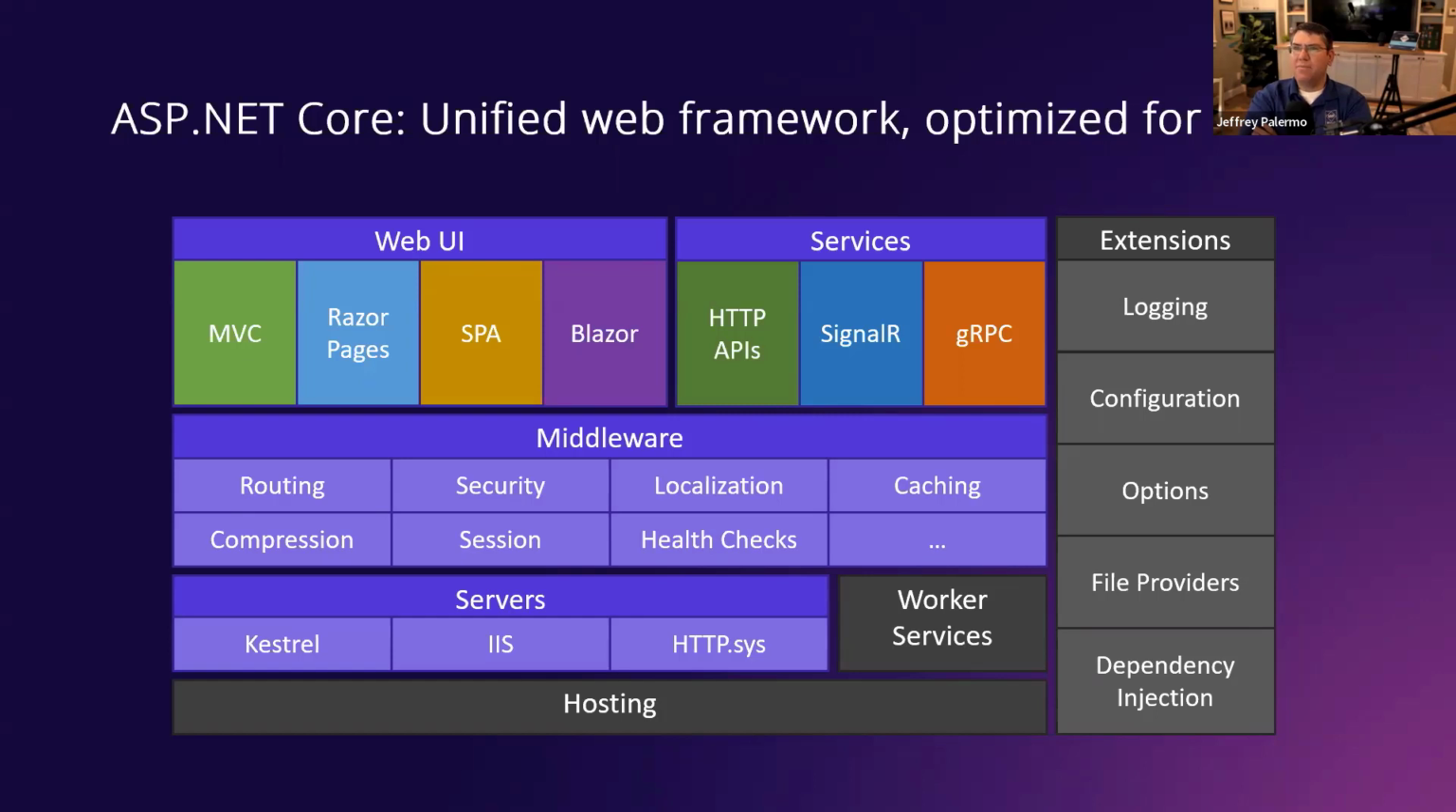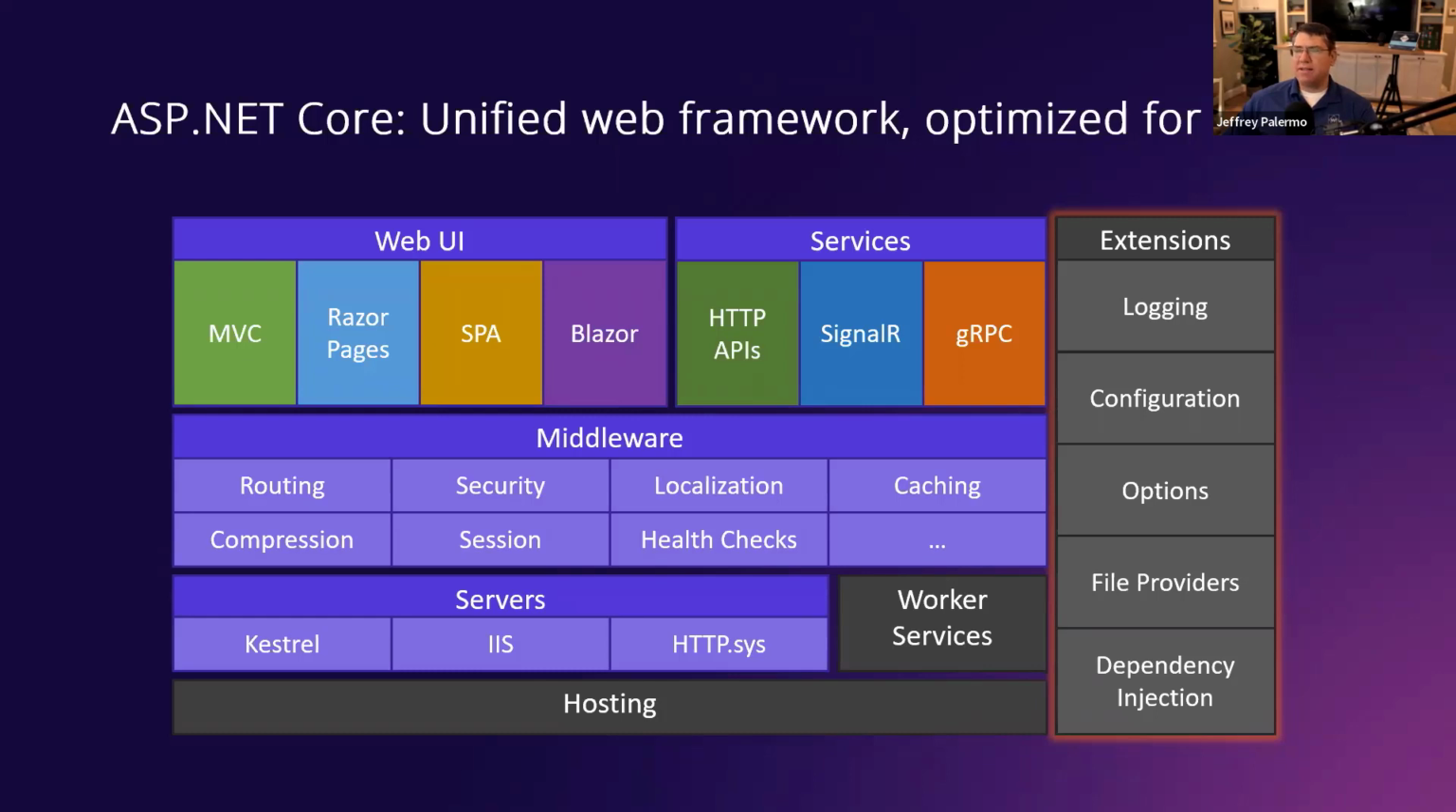However, within it, you can write these UI-based web applications. You can write web services that have no HTML in them whatsoever. You have unified middleware, these pipelines of logic that can direct a URL to go to a certain place. You can mix MVC with Blazor, with Razor Pages, with web API controllers for HTTP APIs. And then there's all these extensions that work across the board everywhere.